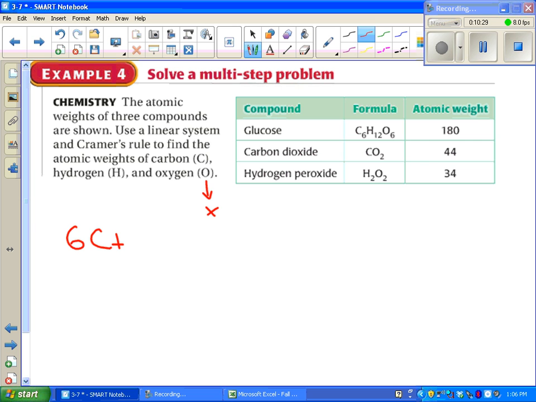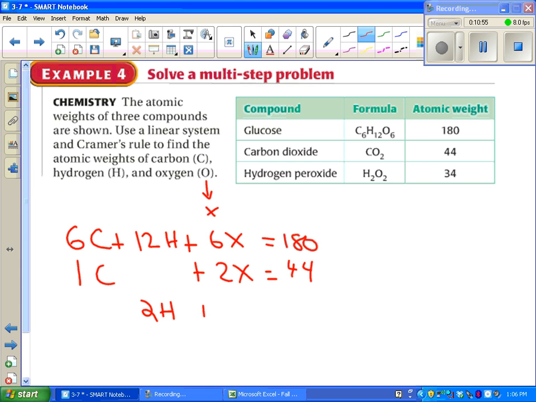I know that 6 carbons plus 12 hydrogens plus 6 oxygens all add up to an atomic weight of 180. I can follow this chart down and figure out the rest too. 1 carbon and 2 oxygen weighs 44. And 2 hydrogen plus 2 oxygen is 34. We're going to set up a matrix for this now.